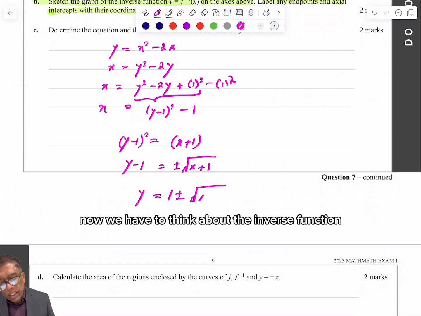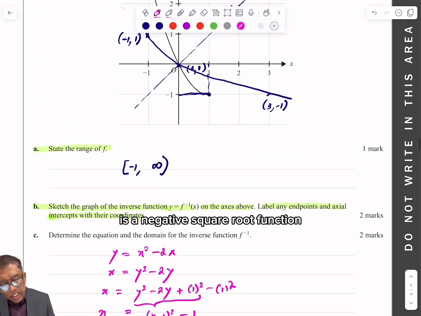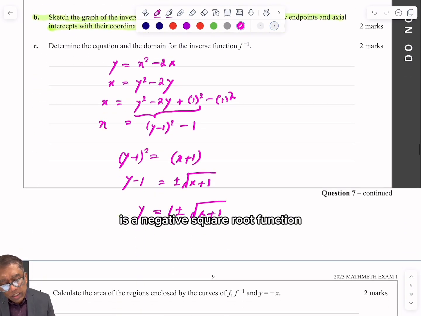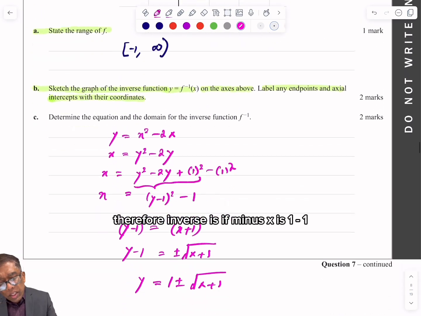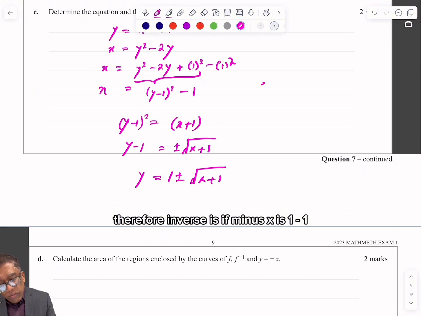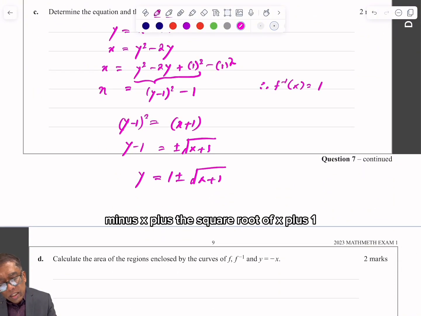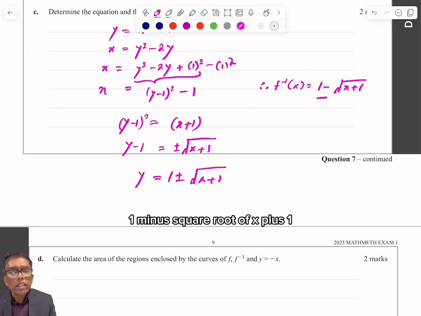Now we have to think about the inverse function being a negative square root function. Therefore, f inverse of x is 1 minus the square root of x plus 1.